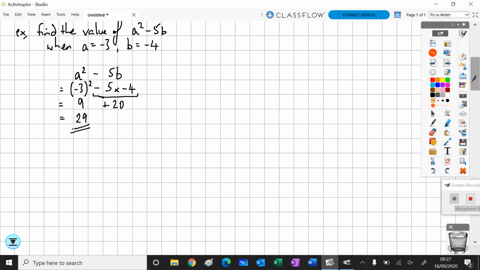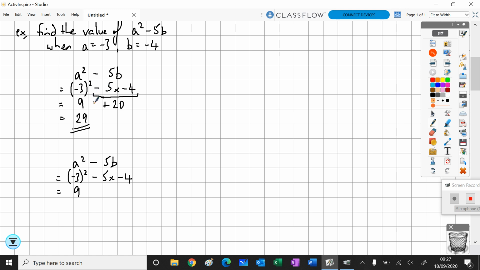I'm going to do it one more time. A squared minus 5b equals, same second line, negative 3 all squared, take 5 times negative 4. Negative 3 squared, as discussed, makes positive 9. Now up here, I included this negative with the 5. Negative 5 times negative 4. And because I included it in the whole sum, therefore I didn't copy it down.